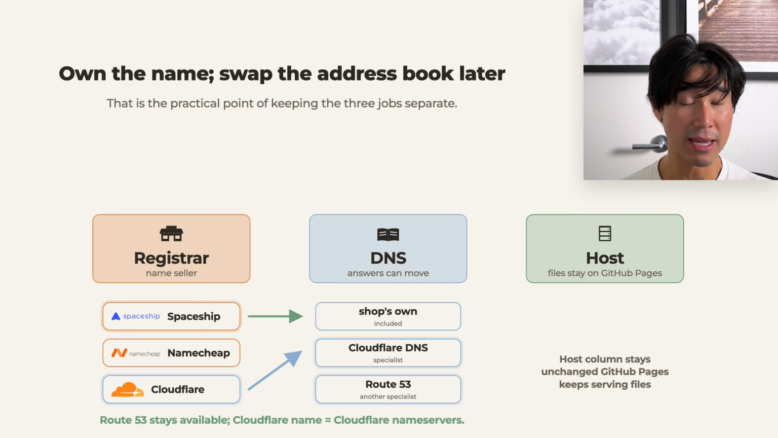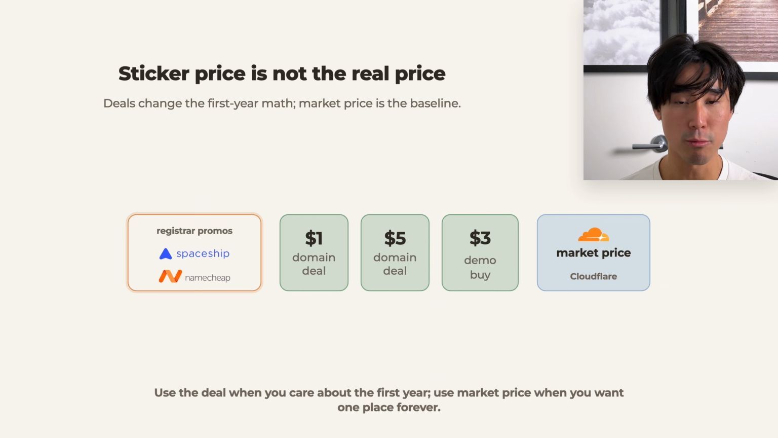Generally, Namecheap and Spaceship do have more deals. We can get a domain for $1, $5. You saw in the video and demo that we bought one for $3. Cloudflare, usually you'll pay at market price. And so if you find a domain and you want to keep it very long term and just want one place to manage everything end to end, you might just use Cloudflare and Cloudflare DNS. And for more professional use cases, you might also want the ability to use it with AWS and Route 53.